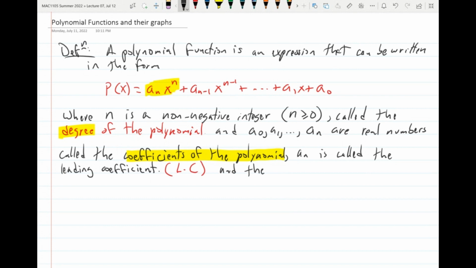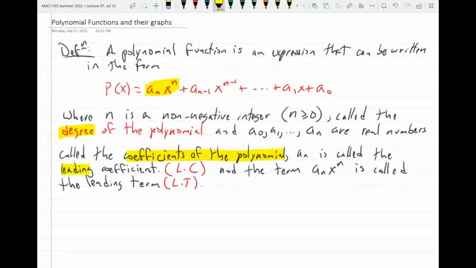And the term An times x to the n is called the leading term. And I'm going to abbreviate that one by LT. Okay? So in this definition, we have the definition of polynomial, we have the notion of degree, leading coefficient, and leading term. And notice that once you know the degree and the leading coefficient, you can make the leading term.